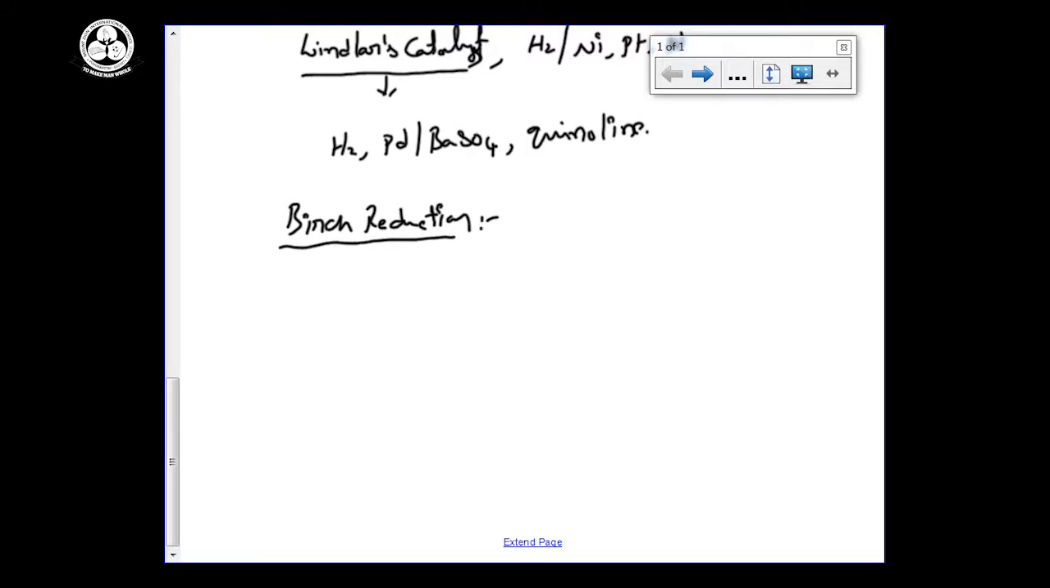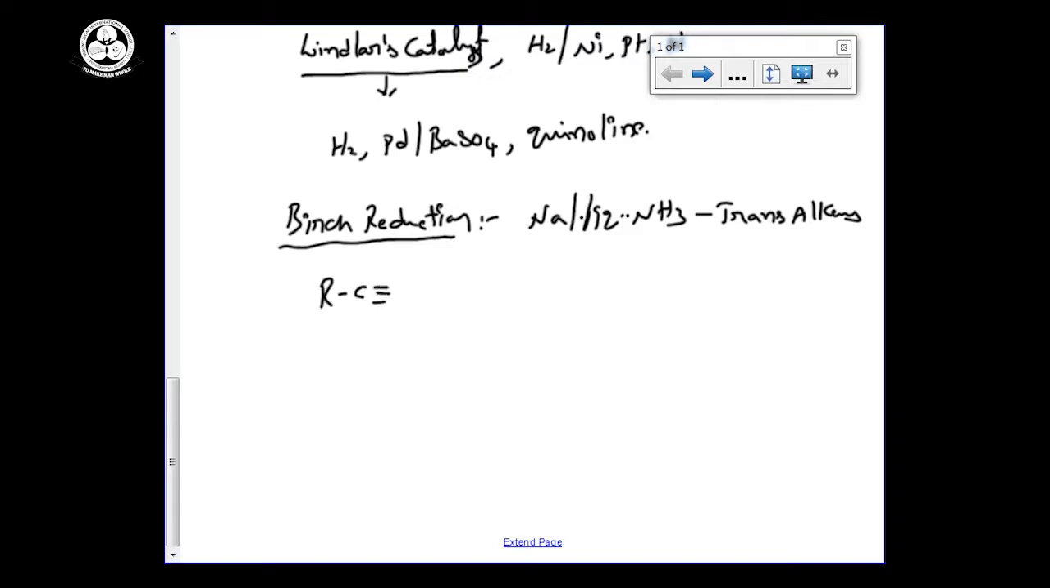So Birch reduction means here we take the reagent sodium in the presence of liquid ammonia. Here we can get the compound, that is trans-alkenes. The mechanism was already explained previously in alkenes. If you want to see the detailed mechanism for Birch reduction and Lindlar's catalyst, you can see the alkenes properties and all.